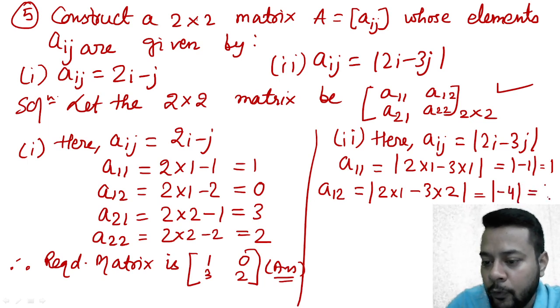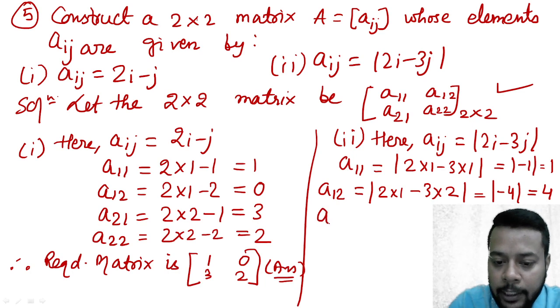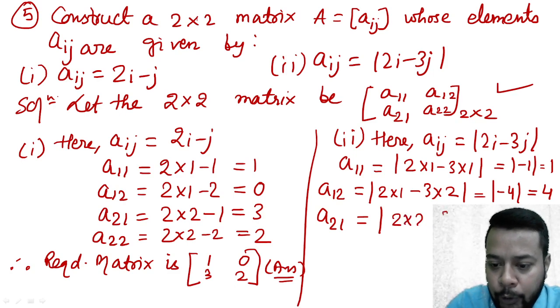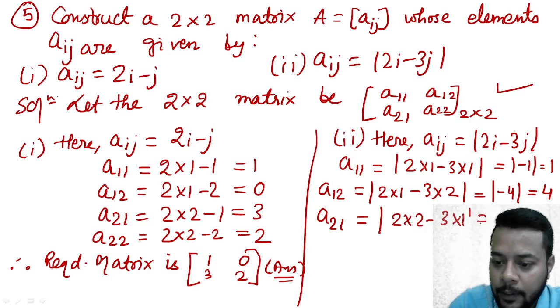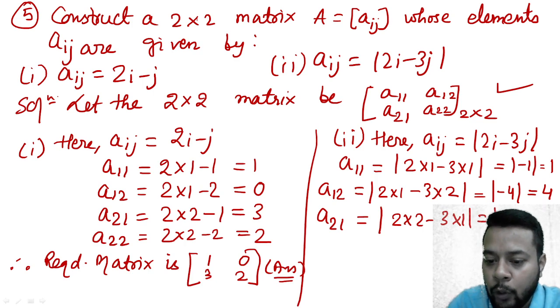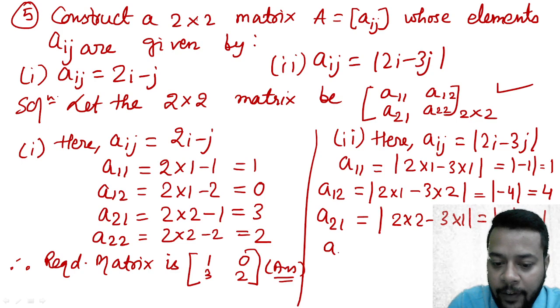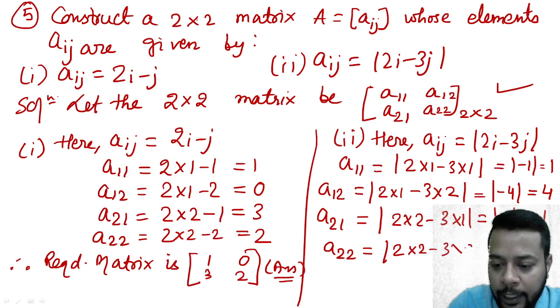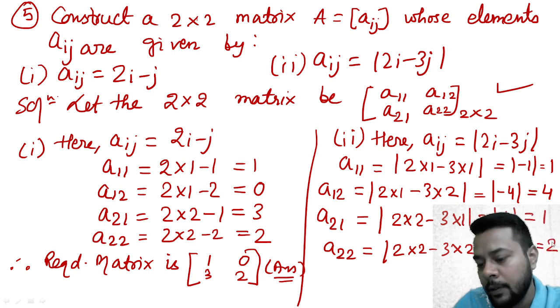So it will be 4. If I talk about A21, it will be mod of 2 into 2 minus 3 into 1. It will be 4 minus 3, 1. So mod of 1 will give you simply 1. And if I talk about A22, it will be mod of 2 into 2 minus 3 into 2, that is mod of 4 minus 6, which is minus 2. And minus 2 mod value is only 2.